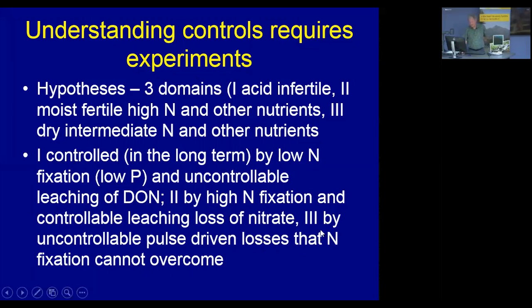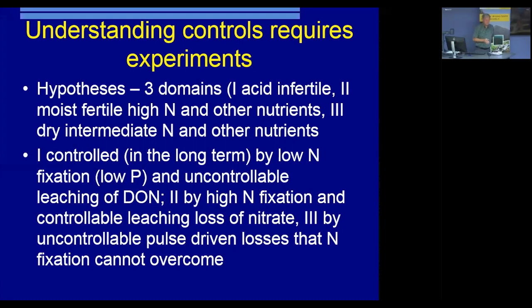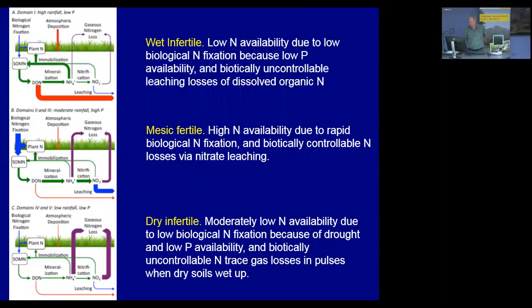In the really dry domain, something that would be interesting to explore in these systems as well, we think that it's driven by uncontrollable pulsed losses that occur when long-dry soils are wetted up by rainfall. There's a brief period when the plants aren't active, but there can be lots of losses of nitrogen. And we think that the losses that occur then actually constrain the accumulation of nitrogen in the system as a whole in the long term.